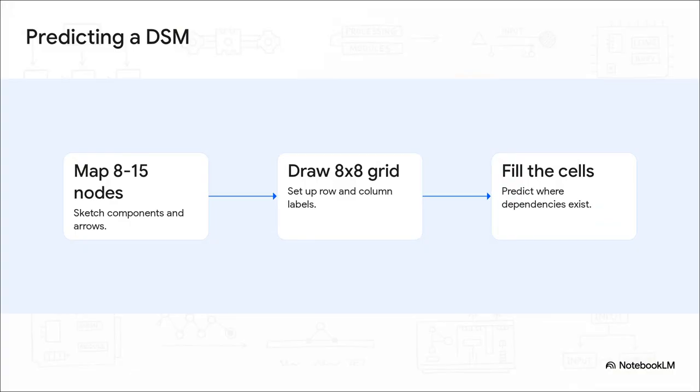Part 1, the sketchpad moment. Before you touch the interactive tool or open your coding environment, I want you to step away from the keyboard. The real thinking happens on your sketchpad. The tool is just there for verification. So, grab your marker. First, pick a rocket, a drone, or a software system. Map out 8 to 15 nodes and draw the dependency arrows between them. Then, draw a blank 8x8 grid.